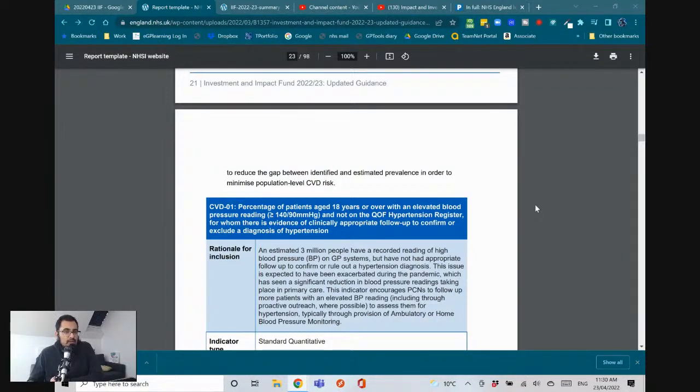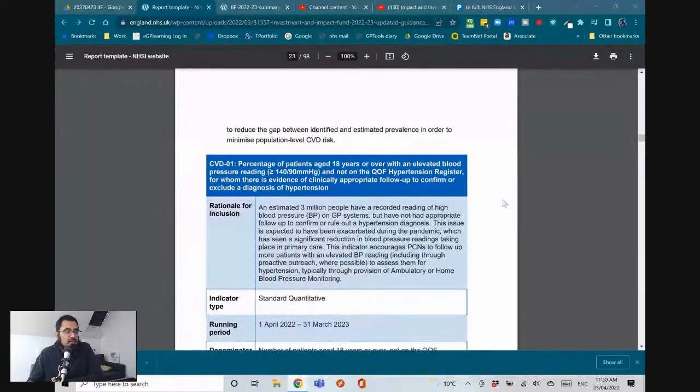The difference being the CVD outcome is a contractual part of the DES, and you don't really get any additional funds for doing that, whereas this generates additional funds for the practice to then continue doing the work. So in terms of what we have, CVD01: the percentage of patients aged 18 or over with an elevated blood pressure reading greater than 140 over 90 millimetres of mercury and not on the QOF register. That's the key thing. This criteria does not count your QOF register, for whom there is evidence of a clinically appropriate follow-up or confirmed exclusion diagnosis of hypertension.